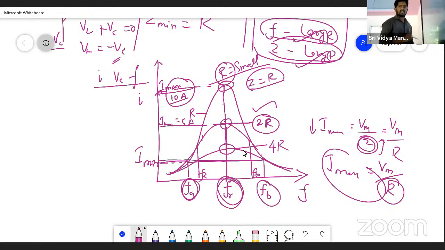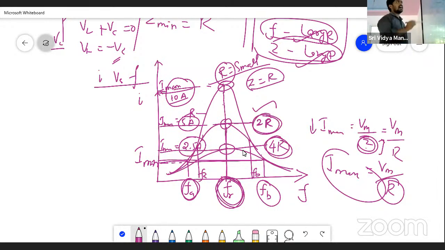What happened? The resistance is 4R, but it attains the same resonance frequency. But the current at 4R resistance is equal to 2.5 ampere. But this is also a resonance condition. But the resistance value is double. And when the resistance is small, the current is maximum. This is a pure resistive circuit, and this is the resonance condition of the RLC circuit.